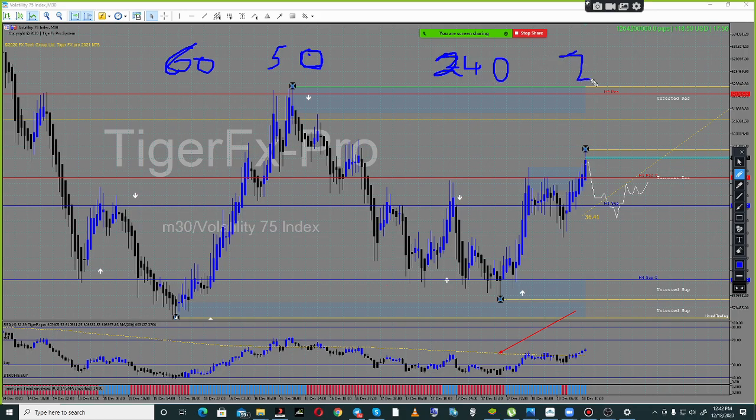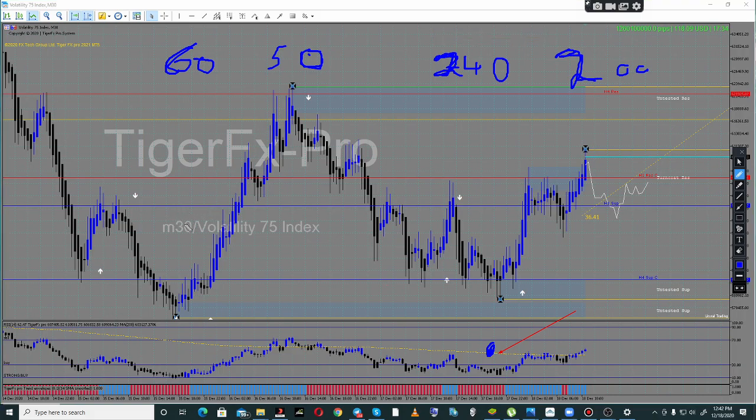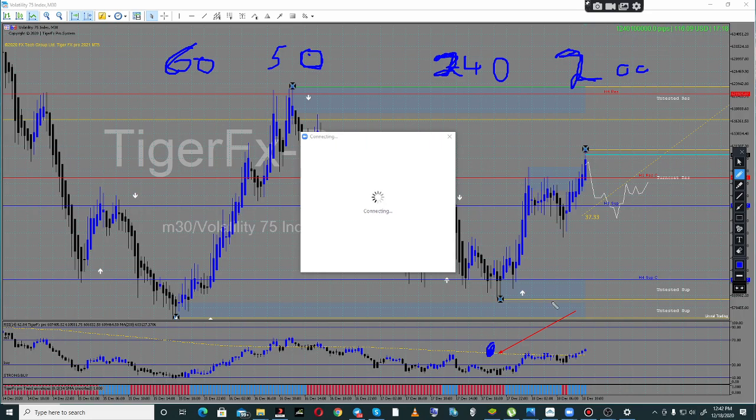And you can also use the 200. It's the same as the 60 and 50. It's the same with the 240 and 200. To define a trend on the 4 hour, you must use 240 and 200. So this EMA here is 200, or you can put 240. It will be the same thing. So if we trade on the 30 minutes and the 1 hour, we must use the 4 hour as a guide for our trend.